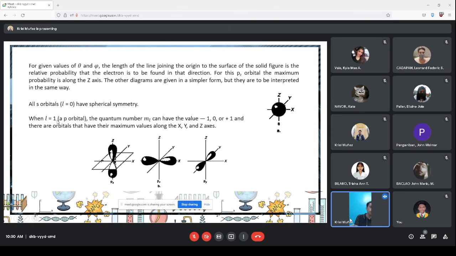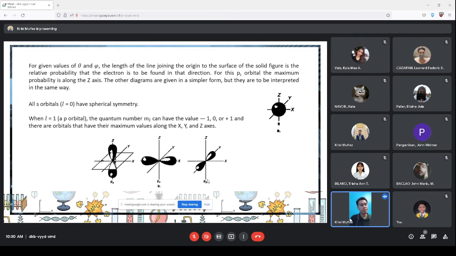Now, so when L is equal to 1, this is a p orbital, the quantum number m sub L can have the value negative 1, 0, or positive 1. And there are orbitals that have their maximum values along the x, y, and z axis. So for this one class, yung maximum niya is nasa z-axis. Kaya siya p sub z. And then this one class, ang maximum niya is nasa x-axis. For this one, ang maximum niya is nasa y-axis. So this is p sub y naman.